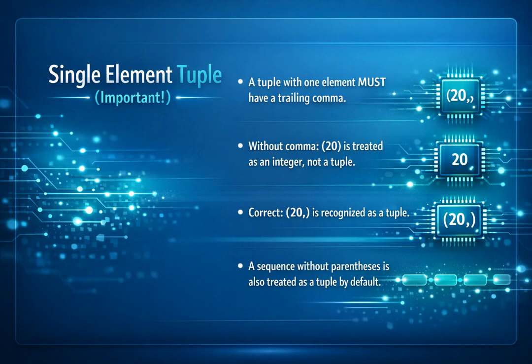A very important rule: if you have a tuple with only one element, you must put a trailing comma after it. Writing (20) without a comma makes Python treat it as an integer, not a tuple. Writing (20,) correctly creates a single element tuple.